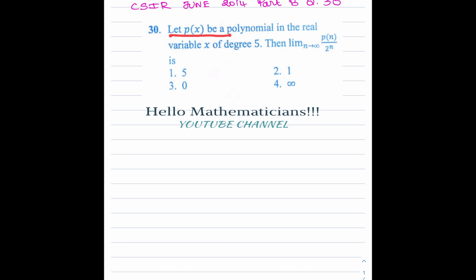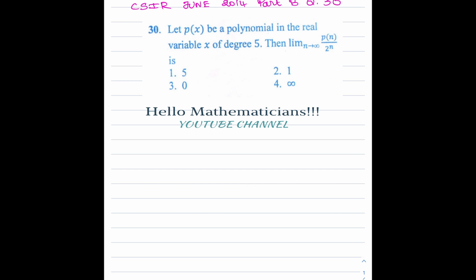So let p of x be a polynomial in the real variable x of degree 5. It is given that it is degree 5, but our argument will show that even if it is of degree k, the answer is still going to be the same. So what do we want to find? We want to find the limit as n tends to infinity of p of n by 2 power n.